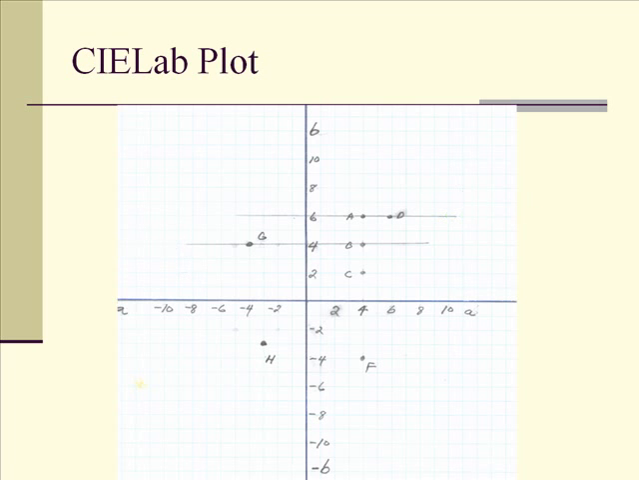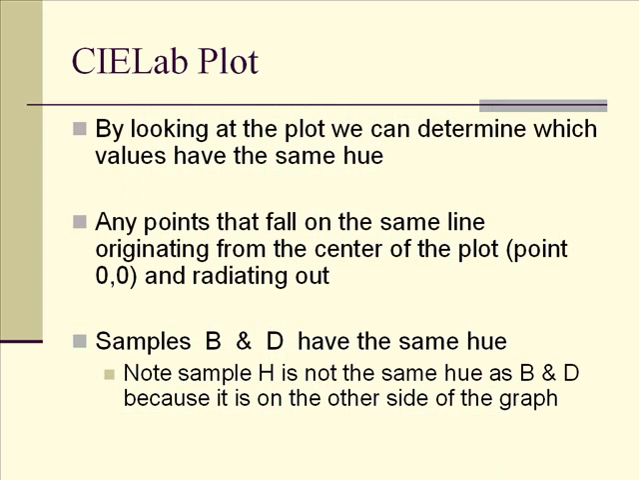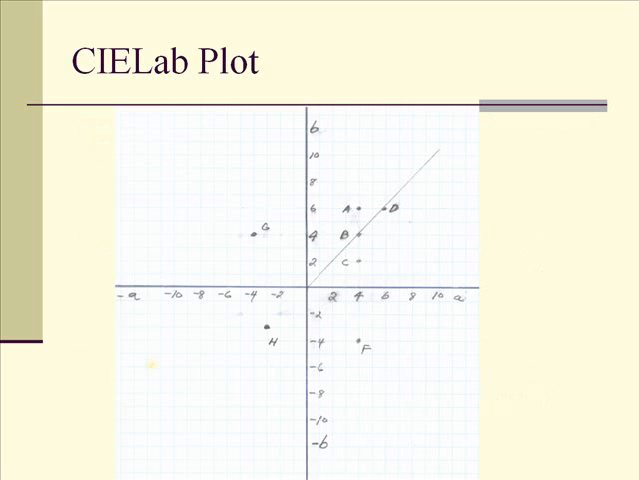Looking at the plot, we can determine which values have the same hue. Any points that fall on the same line originating from the center of the plot, which is 0,0, and radiating out. So samples B and D have the same hue. Note sample H is not the same hue as B and D because it's on the other side of the graph. This shows that. If we draw a line from the center point through sample B and continue on, it goes through sample D. So any point on that straight line would represent a color that has the same hue. It would have different chroma values, but it would have the same hue value.